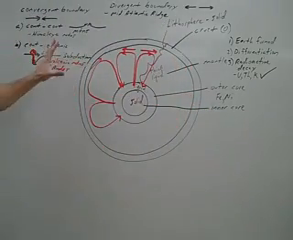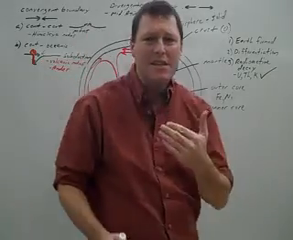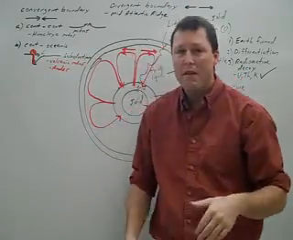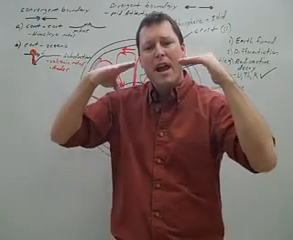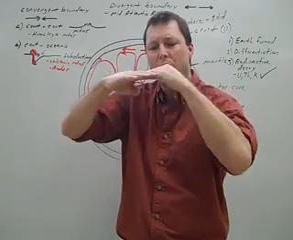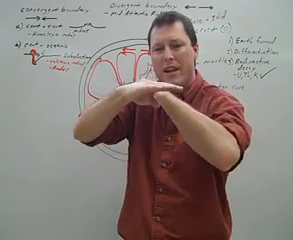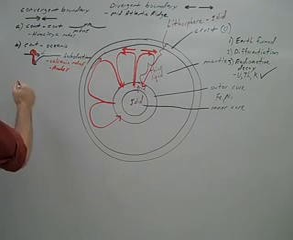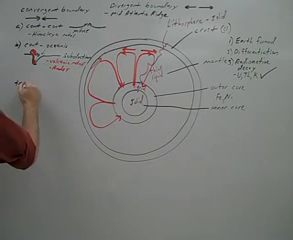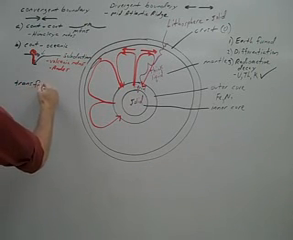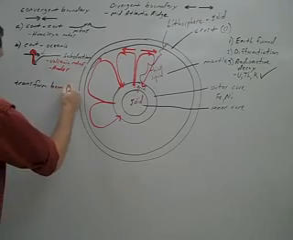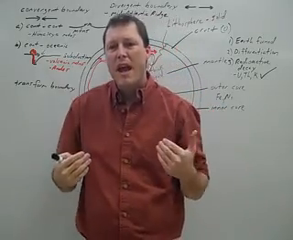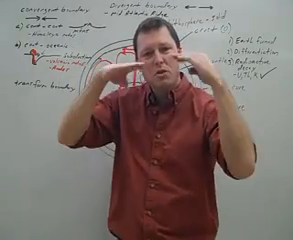Now, the third type of boundary we can have, and you can't see it that well on the actual diagram, but if you have two tectonic plates, and they can actually be moving past each other, they're moving parallel to each other, but in opposite directions. This is going to be called a transform boundary. A transform boundary.